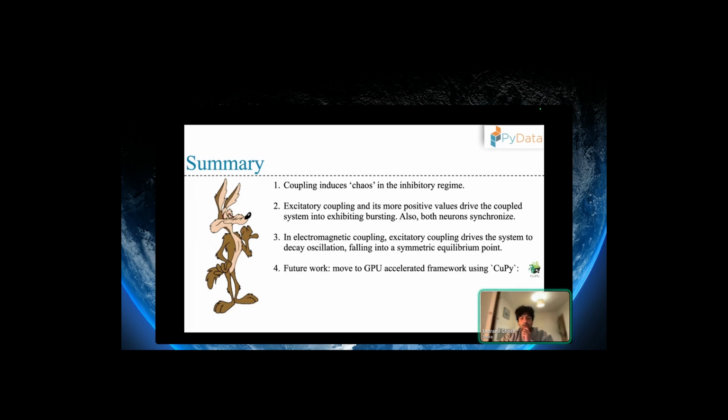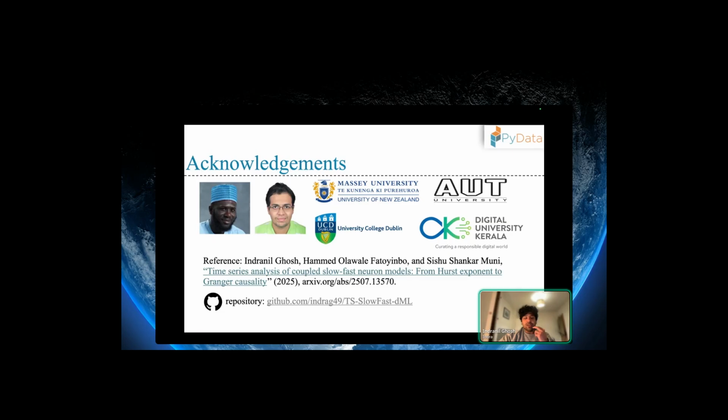Now the future work that I was talking about: can we move to a GPU accelerated framework using the package CuPy, after CuDaPy? I don't know. I haven't tried it yet, but that's one of the things that I want to try. And as I showed the NetworkX simulation, I want to run the NetworkX simulations and collect the data, and then see whether we can apply our different metrics on the big data set. I'm also writing a blog on it, and it will come soon. So keep an eye out for that.